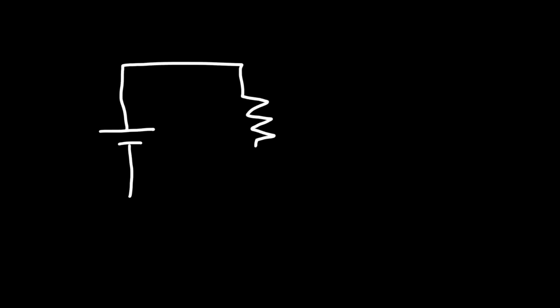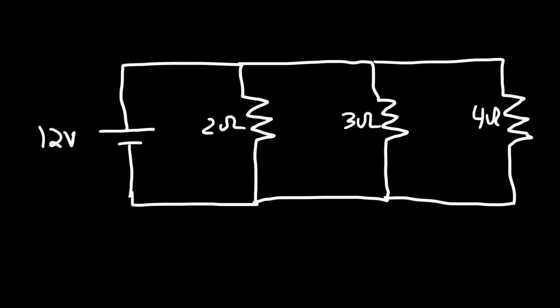Now the last example that I want to go over is a parallel circuit. Let's say we have a battery connected across 3 parallel resistors. And let's say it's a 12 volt battery. And this is a 2 ohm resistor. Here we have a 3 ohm resistor, and here we have a 4 ohm resistor. What is the current flowing through each resistor?